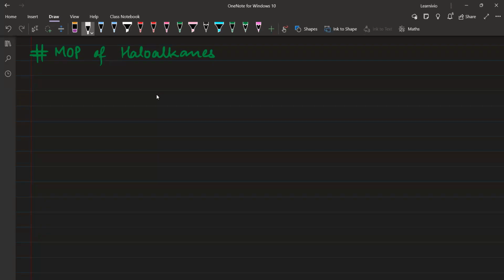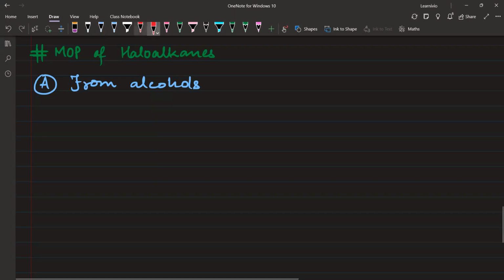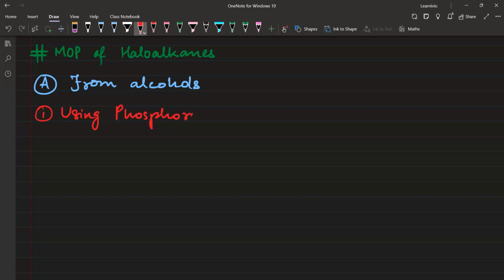ठीक है? Fair. Method of preparation of haloalkanes. A is from alcohols. Now, in alcohols, we will study various methods of preparation. The first method of preparation that we are going to study from alcohols is using phosphorus-based halides. The phosphorus-based reagents. Okay? Now, you have ROH, that is the general form of alcohol.